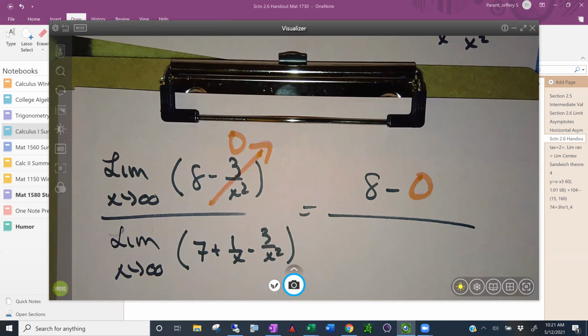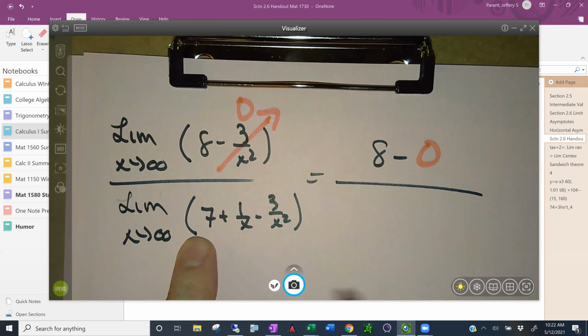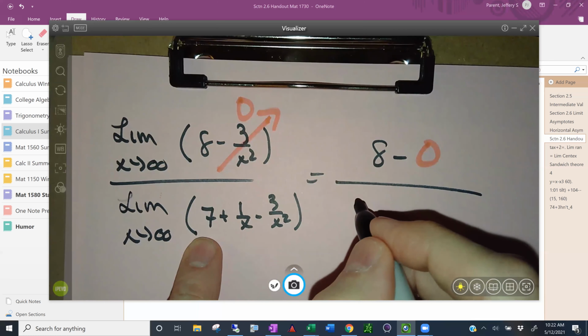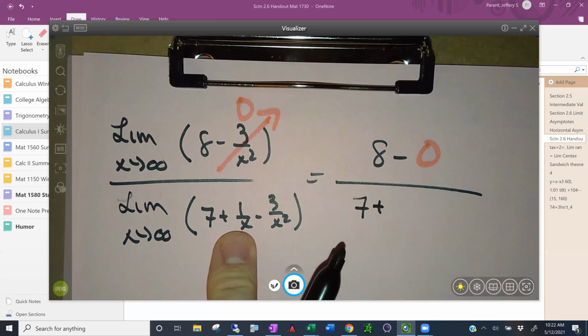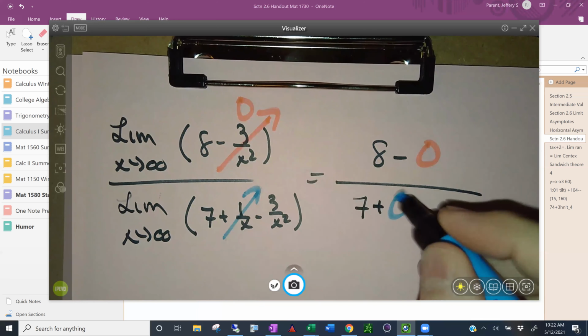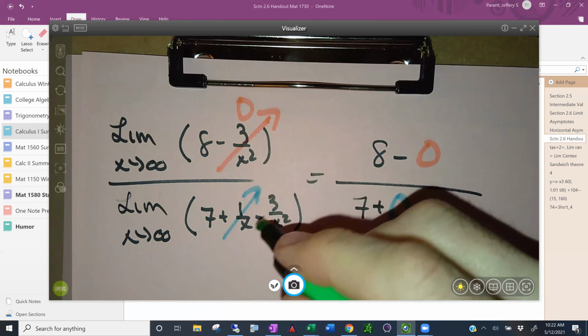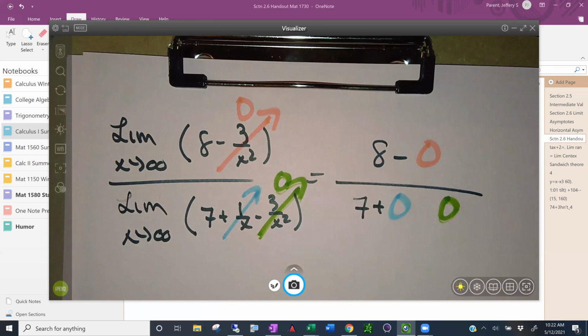So yay. In the numerator, we get 8 minus 0. How about in the denominator? What's the limit of the first one? 7. 7. Thanks, Jed. 7 plus 0. 0. Good. So that one's going to go to 0. And then one more. This one is going to go to 0. So overall, you're just left with 8 over 7.